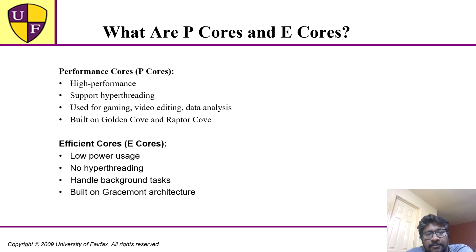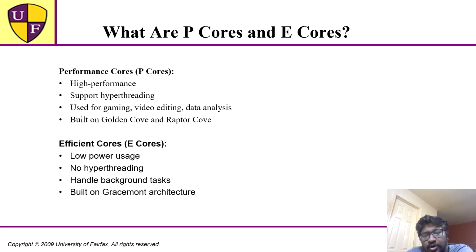Intel introduced two types of CPU cores with their new hybrid processors. P-cores, which means performance cores, are faster cores designed to handle heavy tasks like gaming, video editing, and data processing. They run at higher speeds and support something called hyper-threading, which helps them handle multiple threads at once.